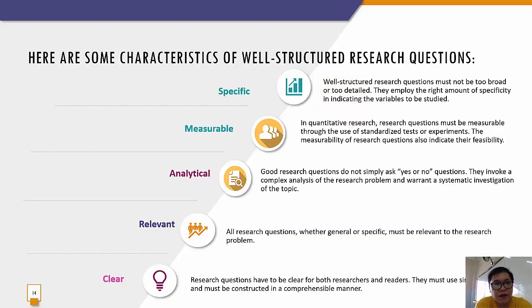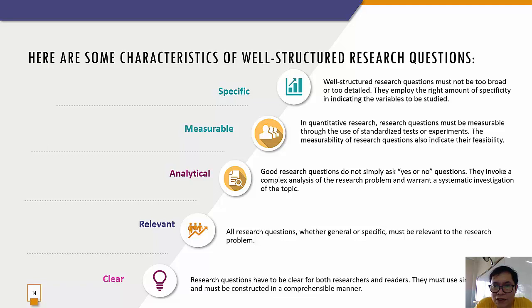Okay? Here are some characteristics of a well-structured research question. We have SMART. The SMART is specific, measurable, analytical, relevant, and timely. But here, we have to eliminate T, and we put C in replacement. So what is specific? A well-structured research question must not be too broad or too detailed. They employ the right amount of specificity in indicating the variables to be studied. So not too long.